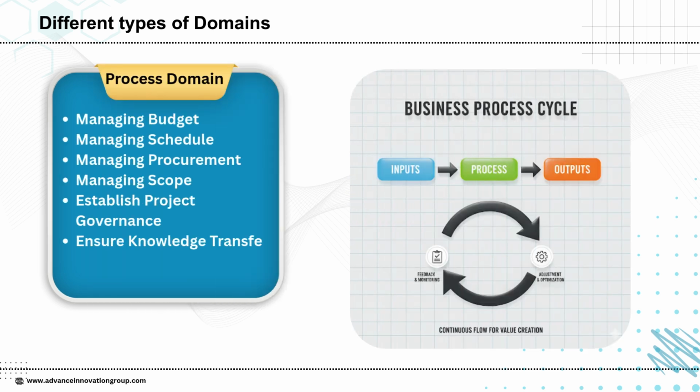The process domain focuses on the structured and technical aspects of project management. It includes managing the project budget, schedule, scope, and procurement to ensure that resources are effectively allocated and controlled. Establishing strong project governance is also critical as it sets the framework for decision-making and accountability. Additionally, the process domain emphasizes ensuring proper knowledge transfer so that lessons learned and project information are shared with the organization. By managing these elements effectively, the process domain ensures efficiency, consistency, and the successful delivery of project outcomes.